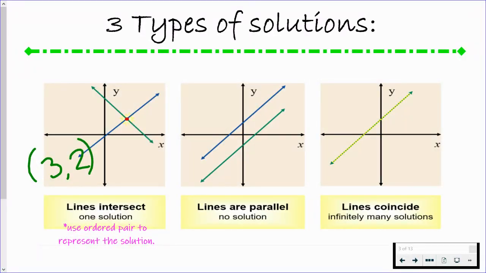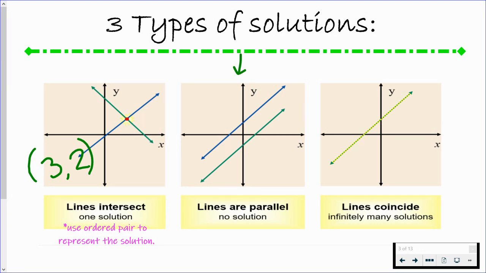Our next type of solution, which I'm looking at right here: these 2 lines are parallel. When they are parallel, there is no solution. Why is there no solution? Because these 2 lines will never, ever intersect. That means there's never an ordered pair that will make those 2 lines cross. They will never intersect.